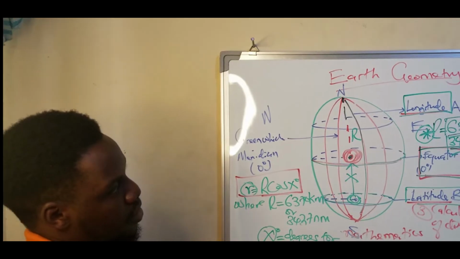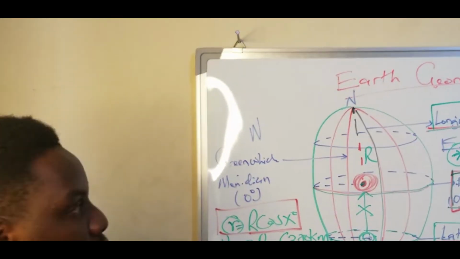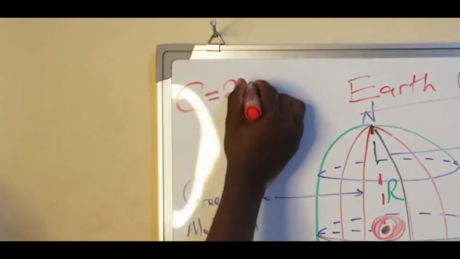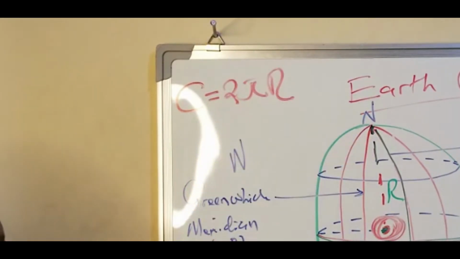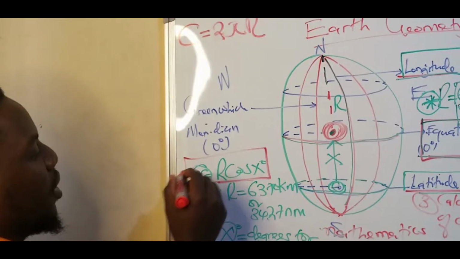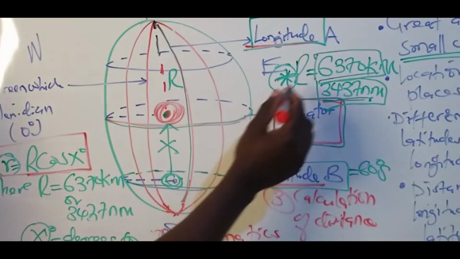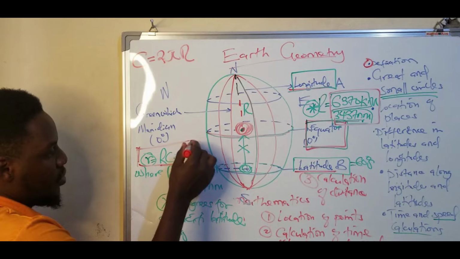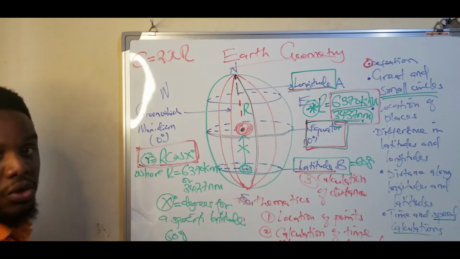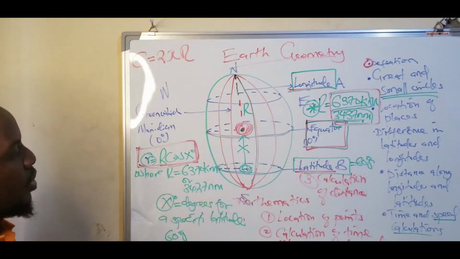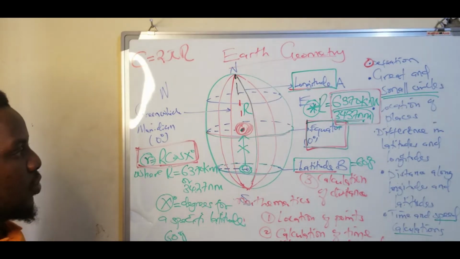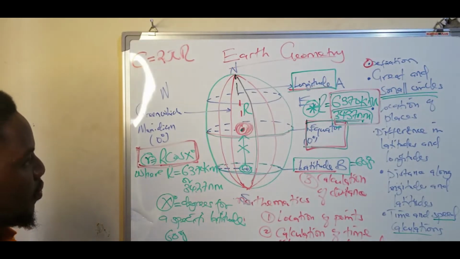Then something that is worth mentioning as well is the formula for circumference. Circumference is equal to 2 pi r, where r can be the radius of the Earth or can be the radius of a small circle, depending on what you are finding in a particular question. So with that said, we have laid a base of Earth geometry.